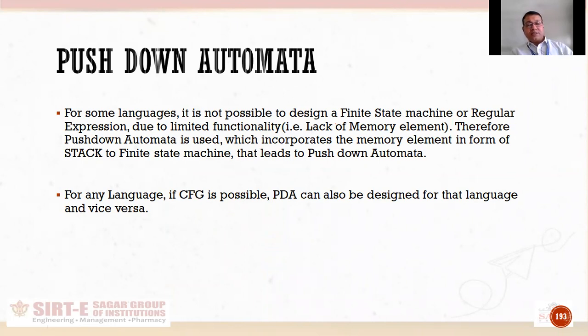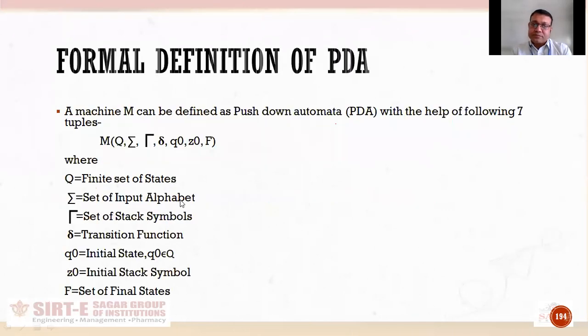Now, as I have also told you earlier, for every set acceptor, there is a set generator. So for this set acceptor PDA, there is a set generator which we have studied in the last few classes of the last unit, that is context-free grammar. So for every PDA, there is a context-free grammar, and for every context-free grammar, there is a PDA.